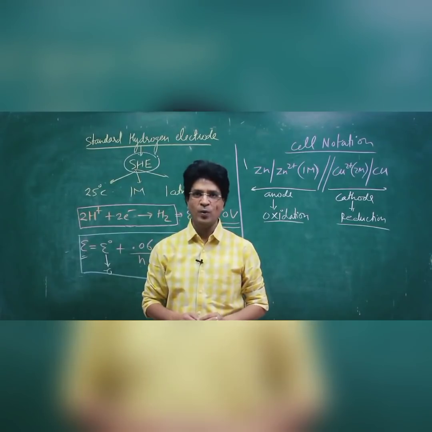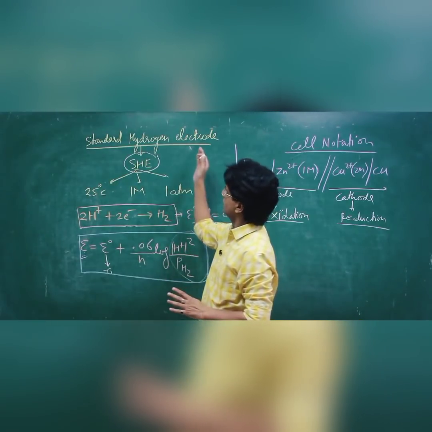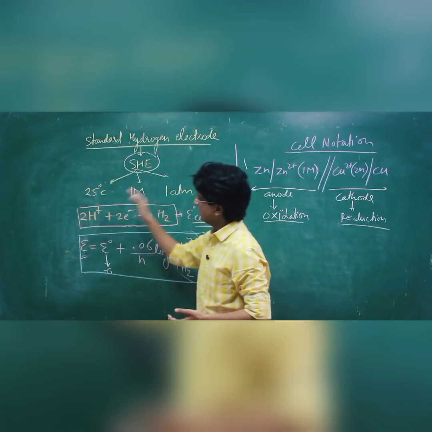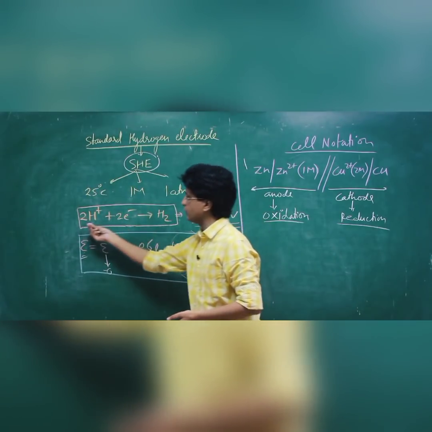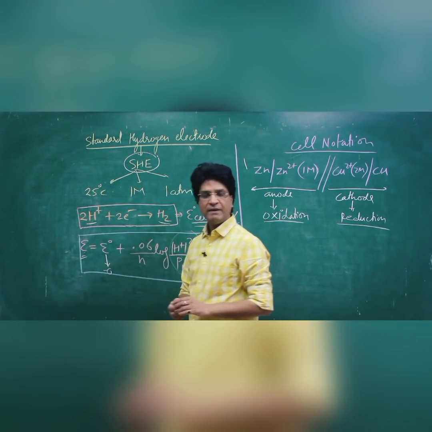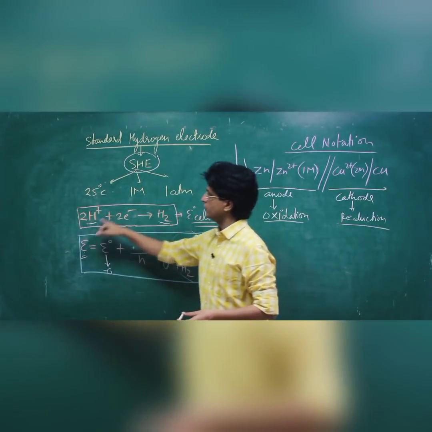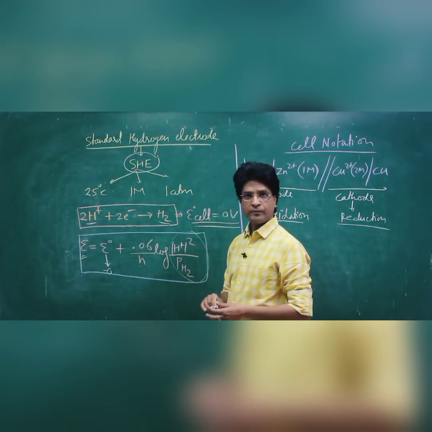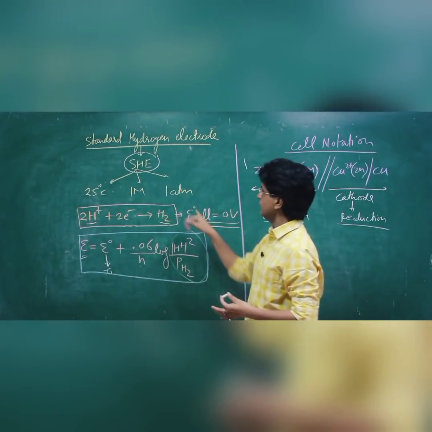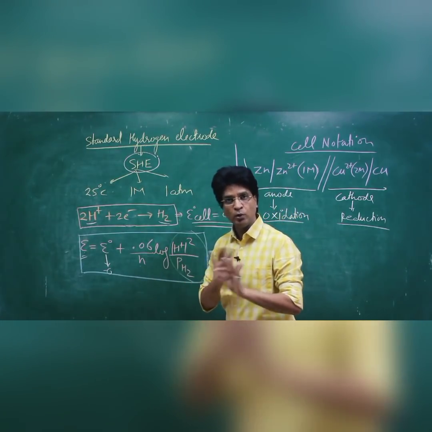Is that clear? Okay students, now let us discuss the standard hydrogen electrode. It is also called SHE for short. It is defined as an electrode of hydrogen which contains hydrogen ions and hydrogen gas, when temperature is 25 degrees Celsius, concentration of H ions is 1 molar and pressure of hydrogen is 1 atm. In these conditions, we have arbitrarily assumed that E naught cell of SHE will be 0 volt. We have assumed it arbitrarily, there is no logic behind it.